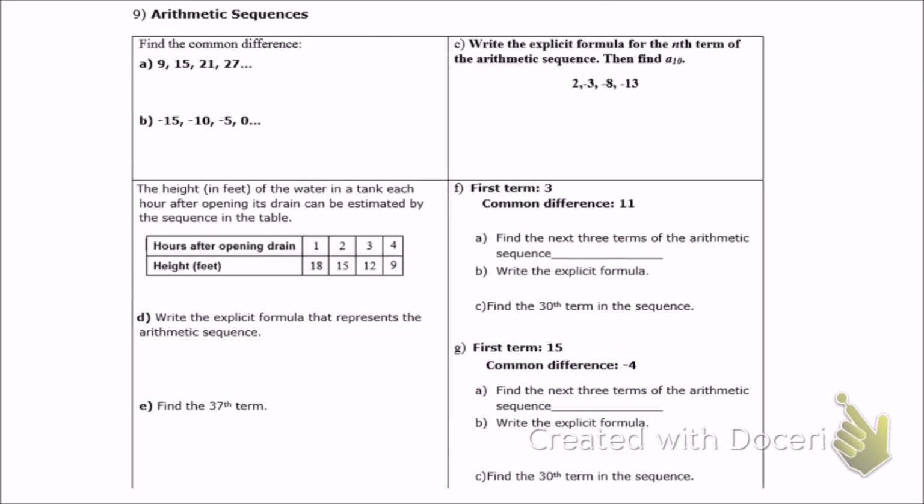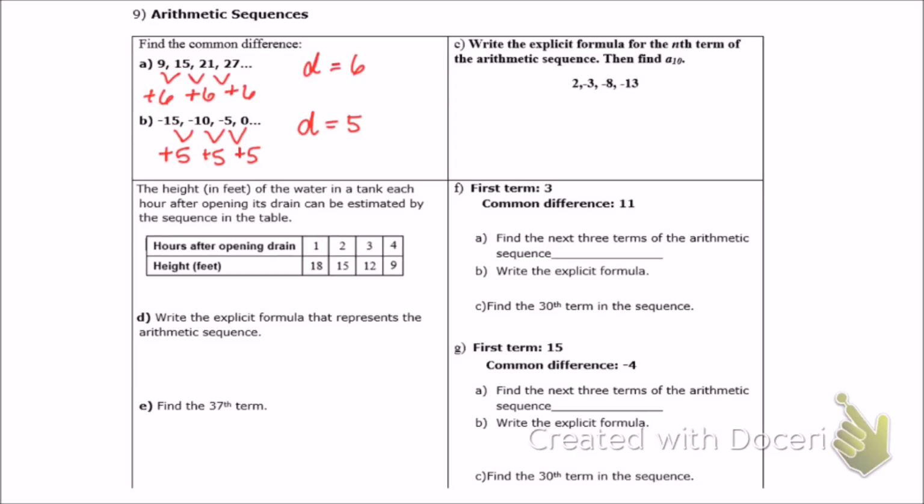Okay, number 9 of our test review is about arithmetic sequences. So our first box is find the common difference. If we look for our pattern in between our numbers from 9 to 15, that's a +6. And if that pattern continues, which it does, our common difference, or I'm going to call this D, equals 6. On the next one, we go from -15 to -10, from -10 to -5, and from -5 to 0. So each time we are increasing by 5, and so here our common difference, or our D, is equal to 5.